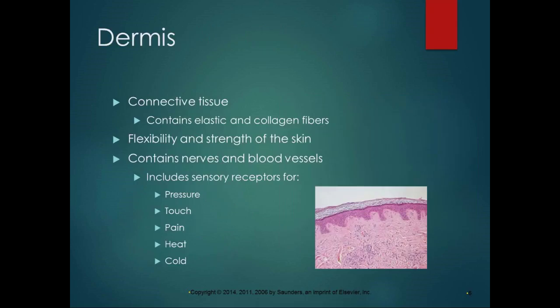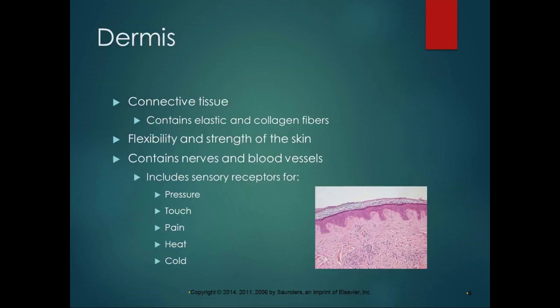But anyhow, the dermis is connective tissue that is deep to the epidermis. It's a thick layer, and it varies in thickness over the body. It includes elastin and collagen fibers. Elastin gives it flexibility, and collagen gives it strength. The dermis is super important because it contains nerves and blood vessels. And it includes the sensory receptors for pressure, touch, pain, heat, and cold.